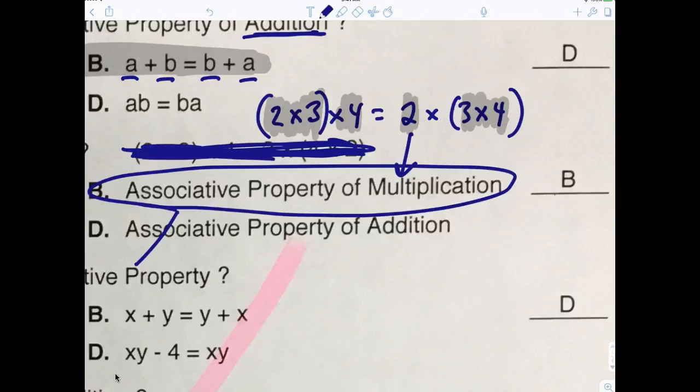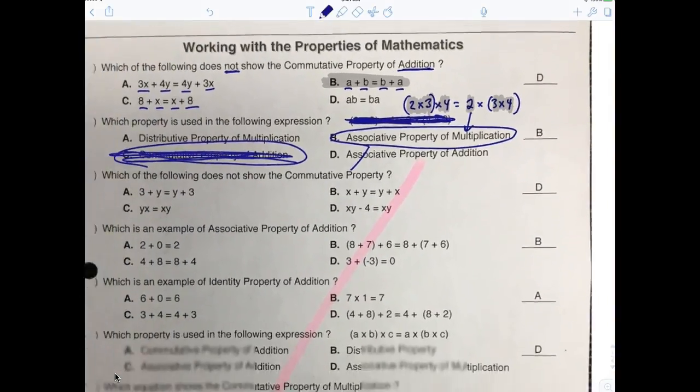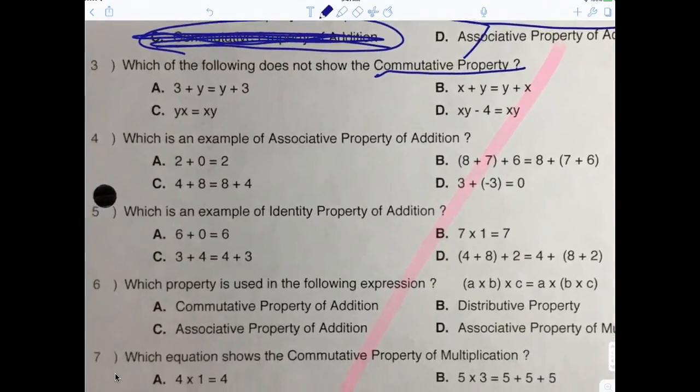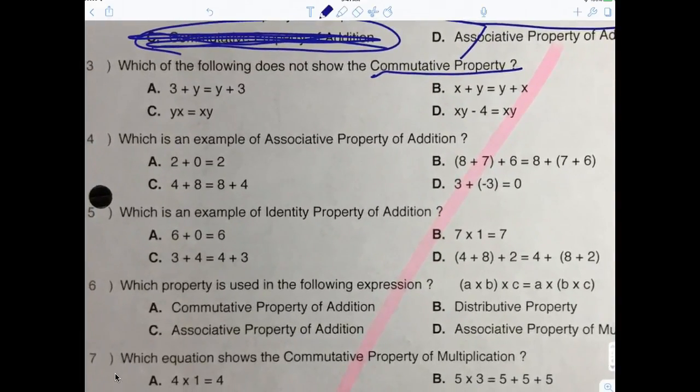All right. So now let's look at the next one. Which of the following does not show the commutative property? All right. So the commutative property deals with order. Gavin, which one is obviously the answer? D. Has to be D, right? Because look at A. The order is changed. Do you agree? Yep. Order is changed. This has nothing.